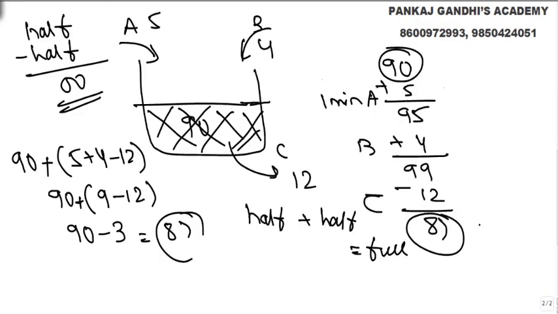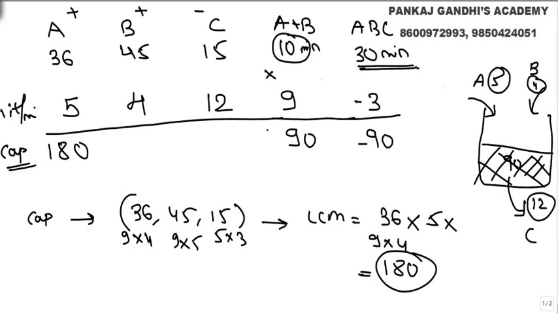Now, the half tank is already filled. 90 is already filled. Per minute A fills 5, B fills 4, C empties 12. 90 was there, per minute 9 went inside, 12 came outside. So how much came outside is 3. Per minute 3 comes outside. So a full tank is not a possibility. From half, we empty the complete half, so the remaining will be 0. So that is possible.